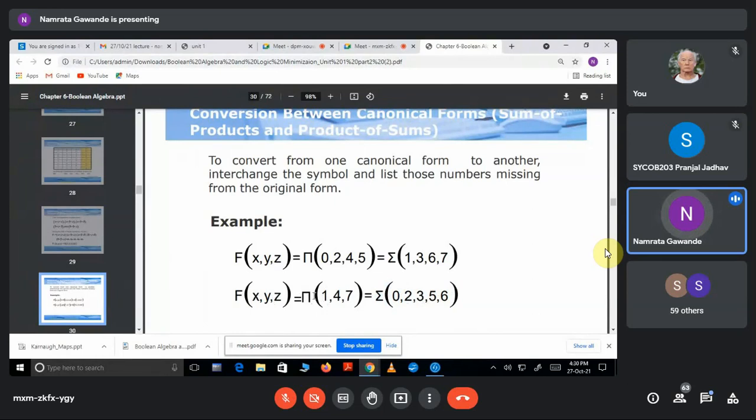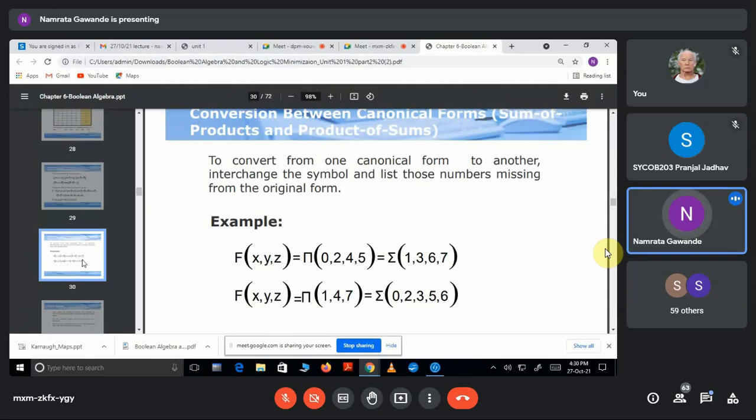But this is the short way how we can convert from one canonical form to another canonical form. You have to just interchange the symbol and list down the numbers that are missing in this term. That will be represented in the other term. Okay. So for that also I will show you how actually this conversion happens.